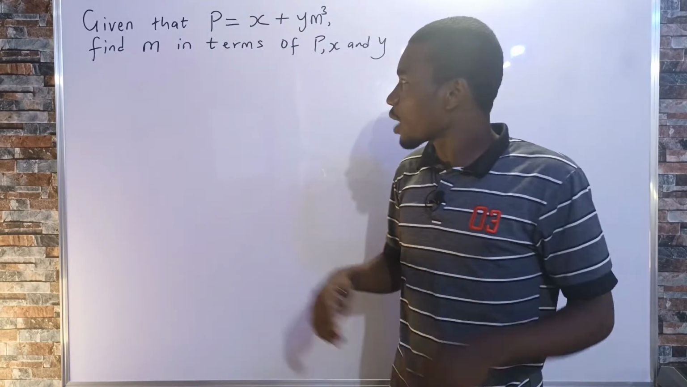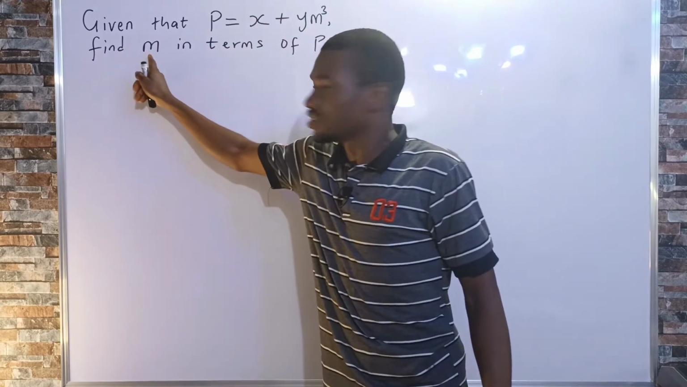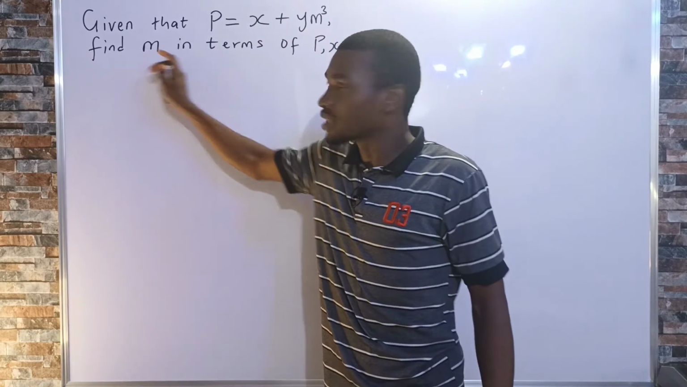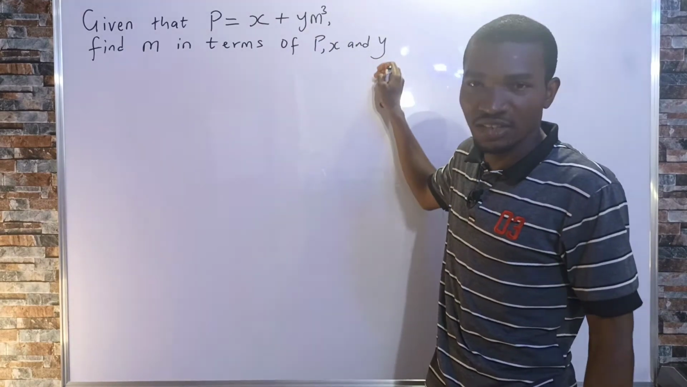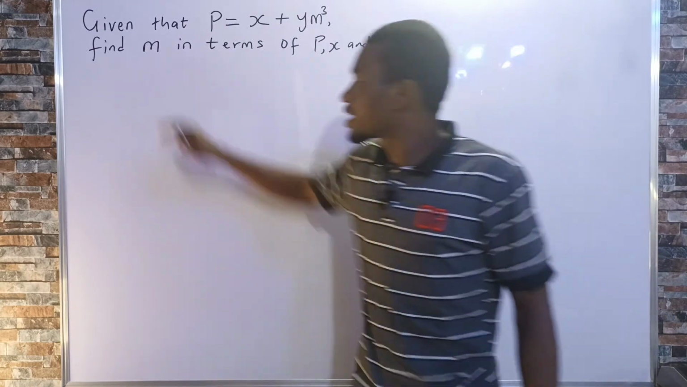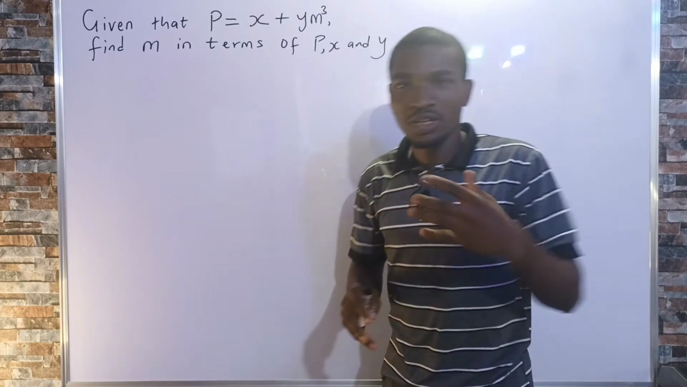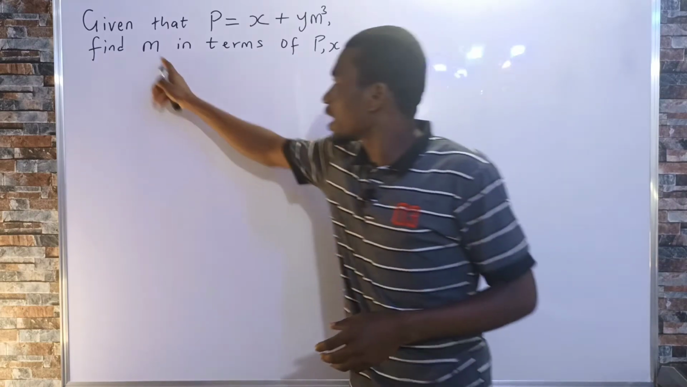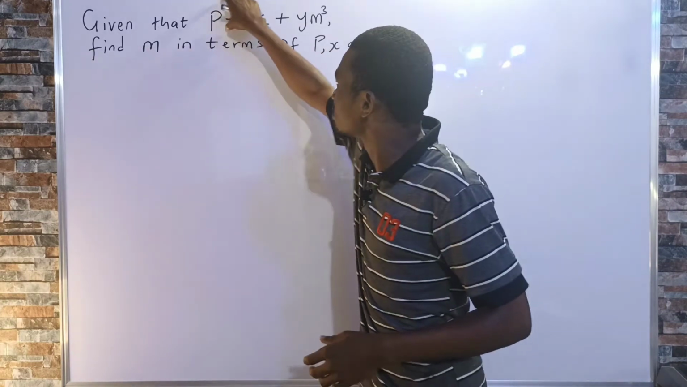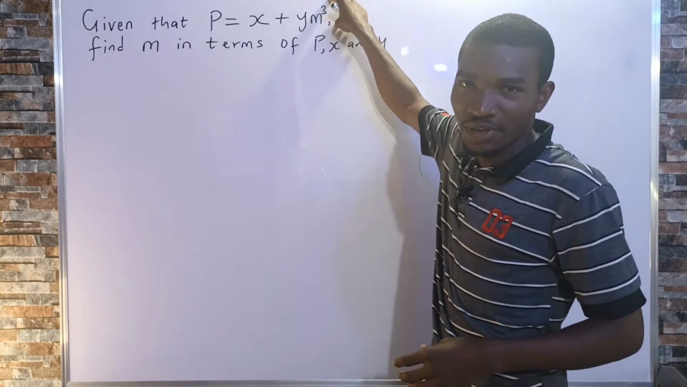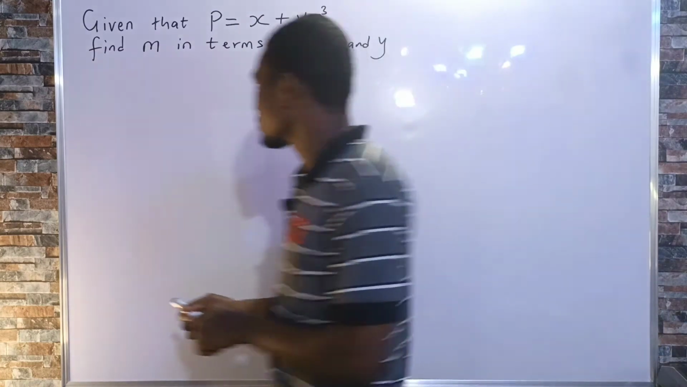Remember that whenever you are asked to find a given quantity, assuming m in terms of the other quantities, it simply means to make that quantity to be on its own. In other words, you can say to make m the subject of this given equation here. Let's go ahead to do so.